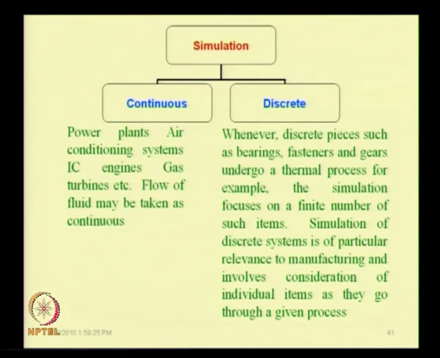You can have a continuous and discrete simulation. Oftentimes in thermal systems, we are interested in the continuous operations of power plants, AC systems, IC engines, and so on. The flow of fluid is assumed to be continuous. We don't encounter this discrete kind of system. These discrete kinds of systems are encountered in manufacturing, right? There is a batch mode and so on, right? So whenever discrete pieces such as bearings, fasteners, and gears undergo a thermal process, simulation focuses on a finite number of such items. Simulation of a discrete system is of particular relevance to manufacturing and involves consideration of individual items as they go through a given process.